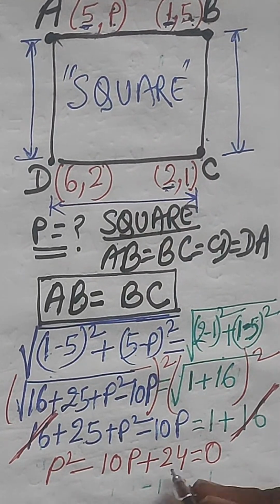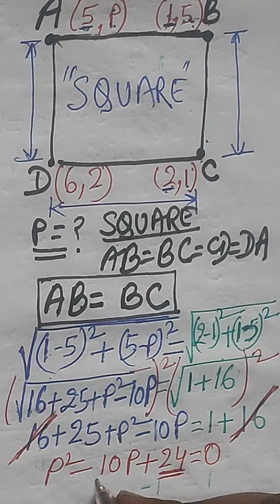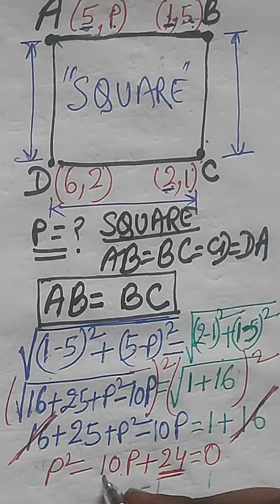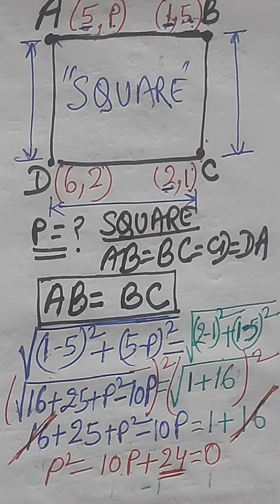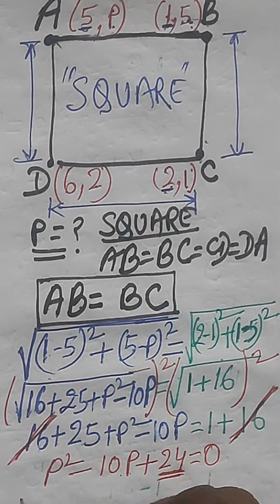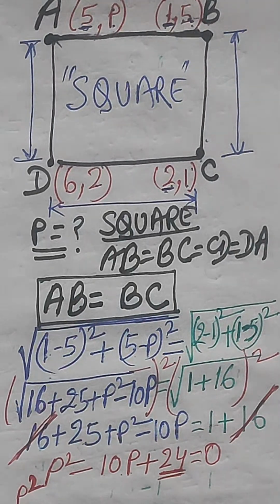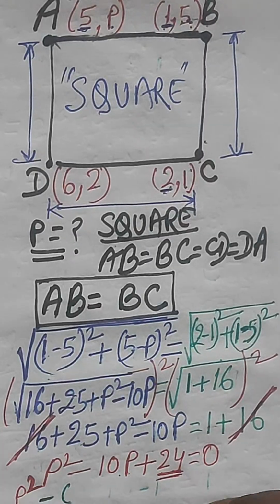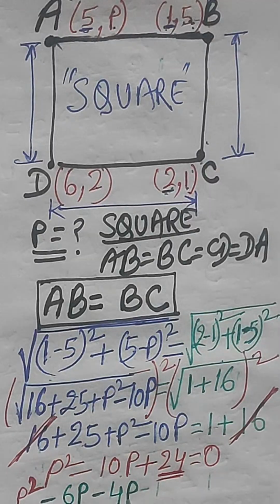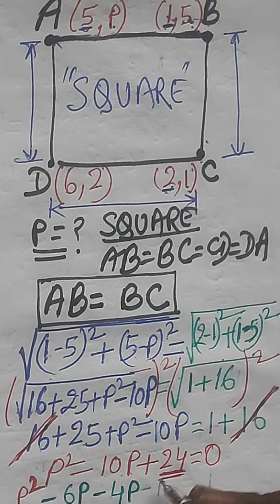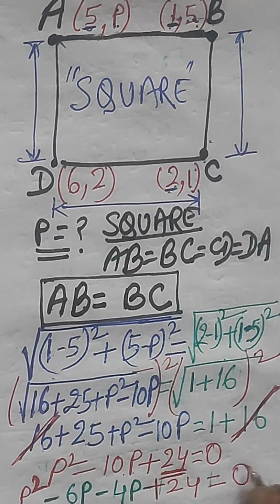So you can see 24, 6 into 4 is 24, and when you split this middle term minus 10, it can be split into minus 6p and minus 4p. So this can be written like this: p square, then minus 6p, minus 4p, right, then plus 24 is equal to 0.